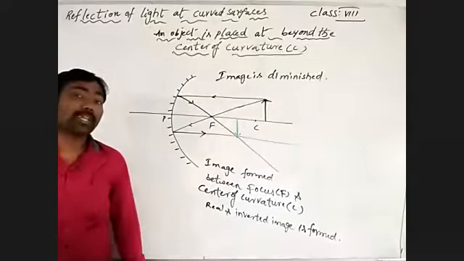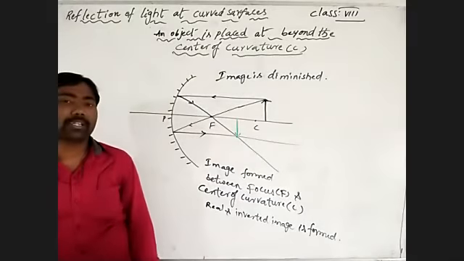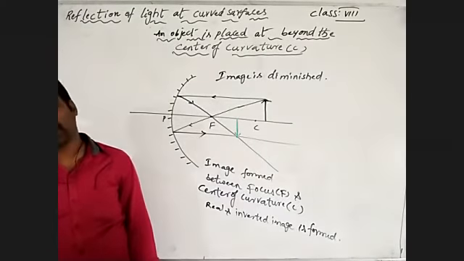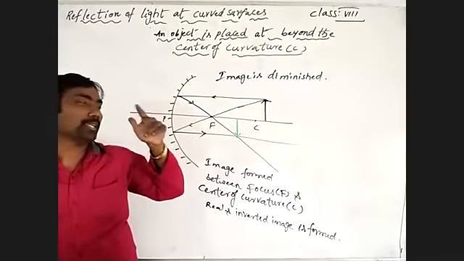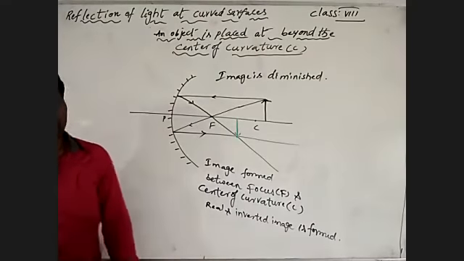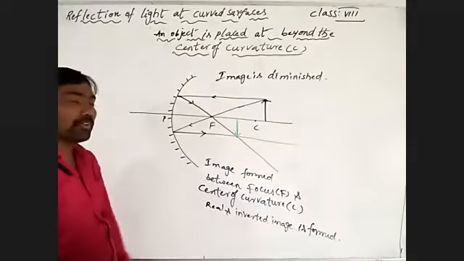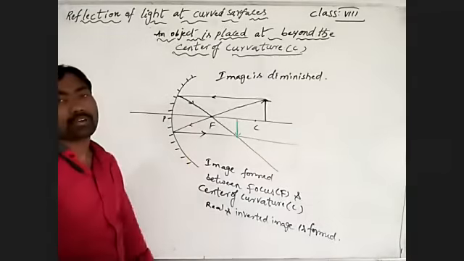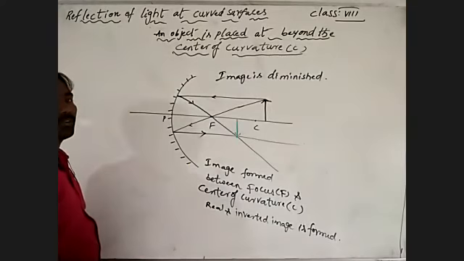When an object is placed at infinity, the image is formed at focus. A point sized image is formed at focus, highly diminished. There it was point size, the smallest image. Here it is a small image. These are the characters formed when an object is placed beyond the center of curvature. And the image is formed between focus and center of curvature. Have you noticed that?